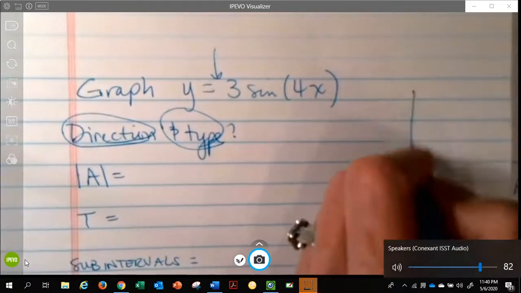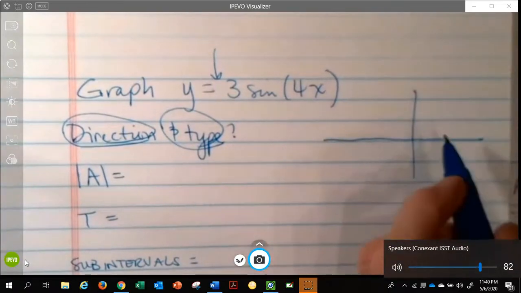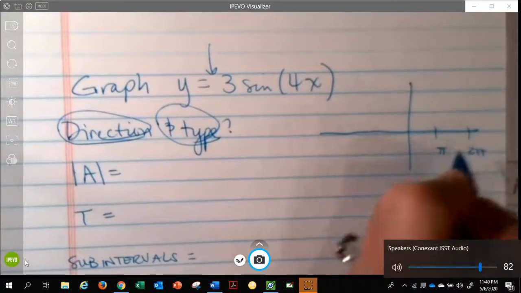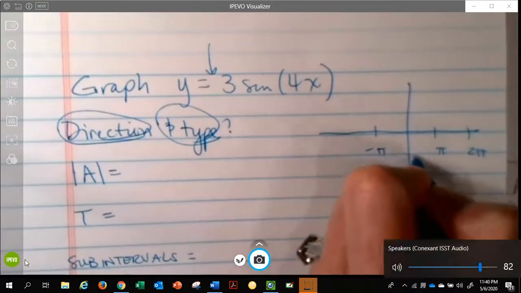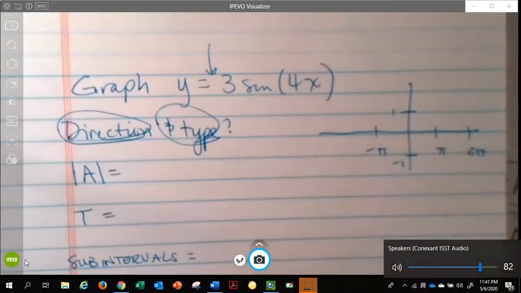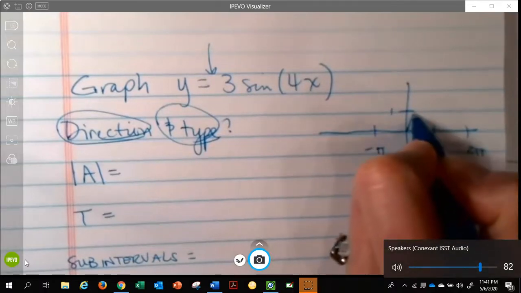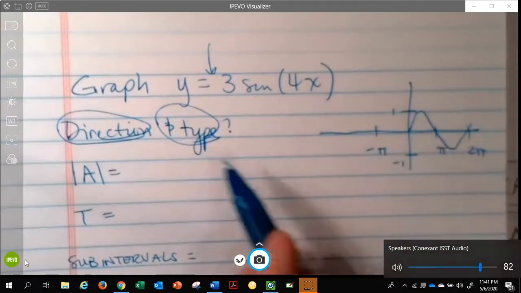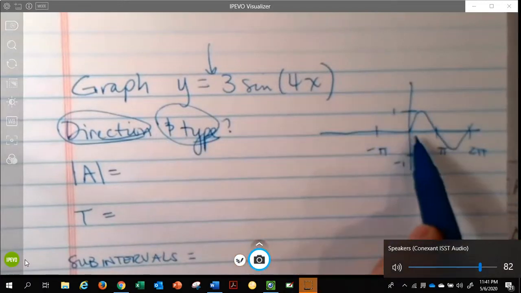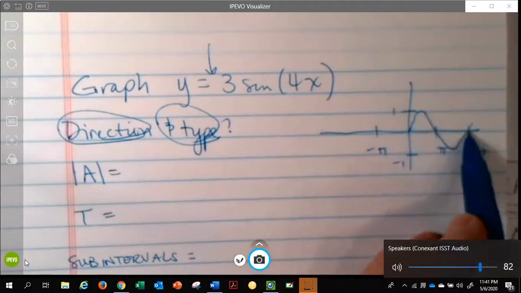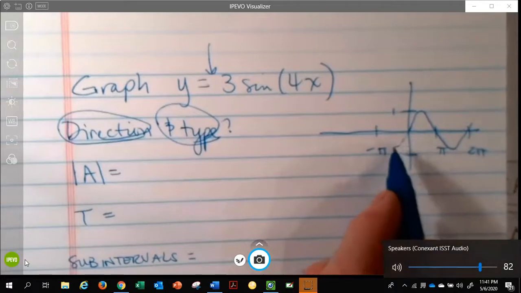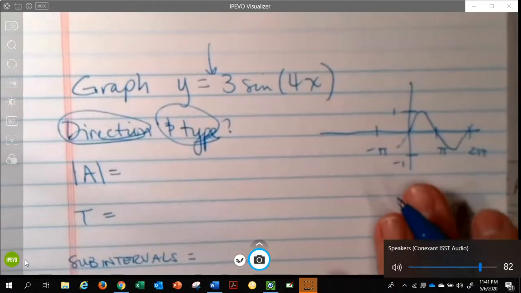And so I do like to kind of think in my mind, or draw a little bit over here, that if I'm going to be doing a sine graph, normally it will start here, it goes up, comes down, and then goes back up. So when I say normal, our direction and type, we're going to do a normal sine graph. This is going to be our shape. And I just want to get my brain wrapped around that it's going to be normal.